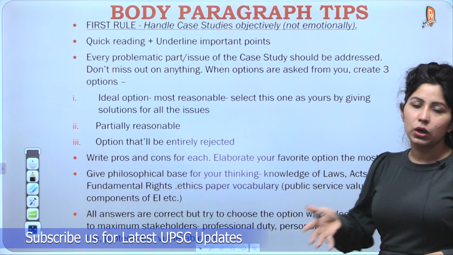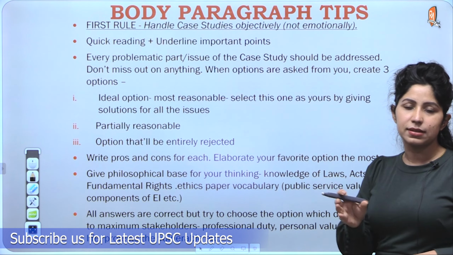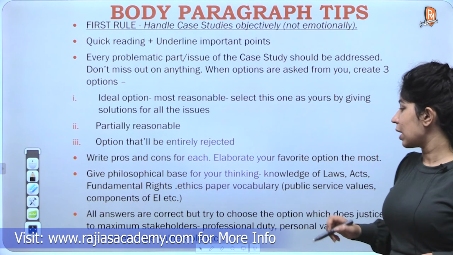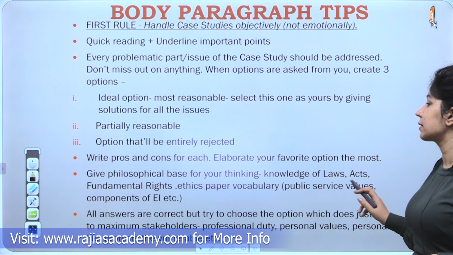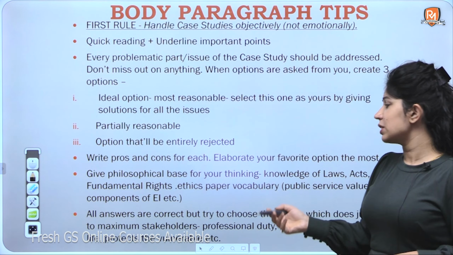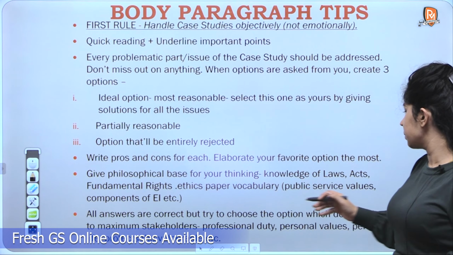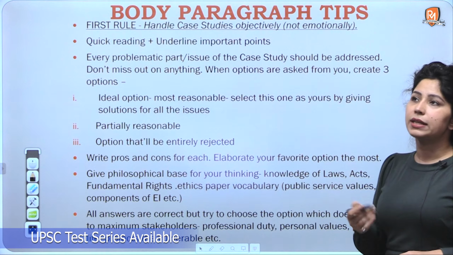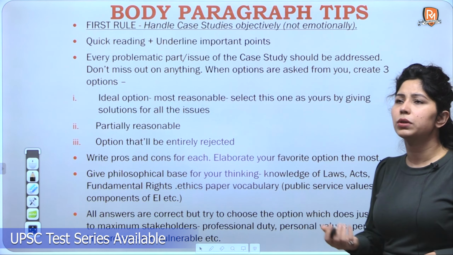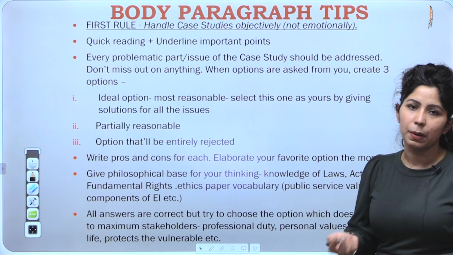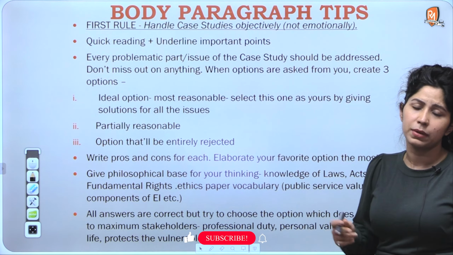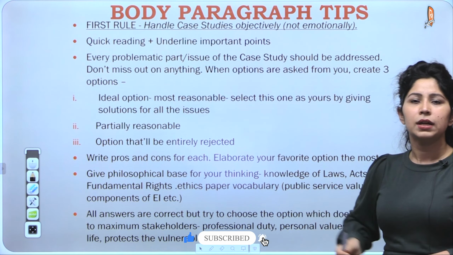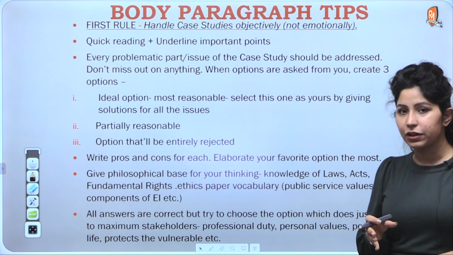And in the end, towards your conclusion or after, when you have taken a stand, when you have chosen one of the options, give a philosophical base for your thinking. If you have some knowledge of laws or acts or fundamental rights or just ethics paper vocabulary around public service values or components of emotional intelligence, write that down. For example, if it is about information being given to the public or a service delivery to the public, use the RTI Act, Public Service Delivery Acts, write their names in the paper, so they validate your answer.